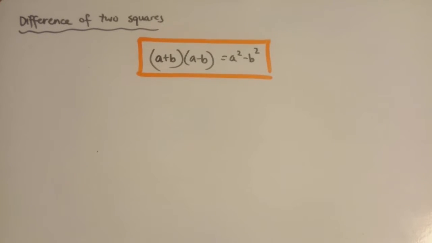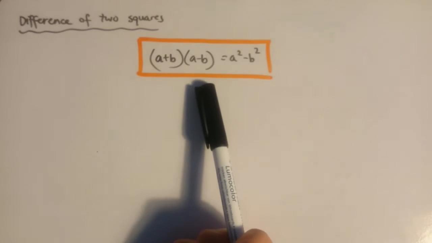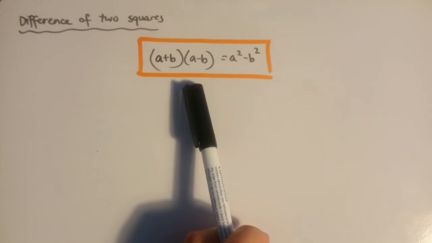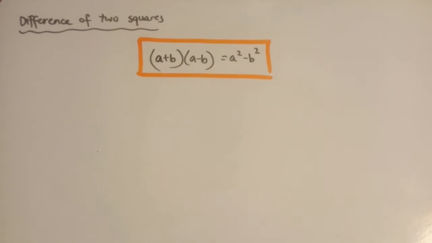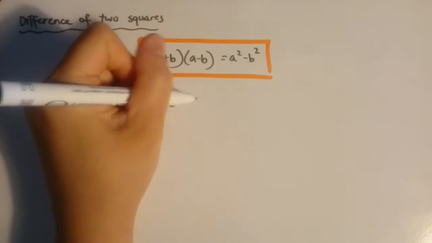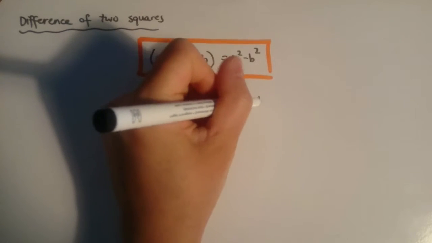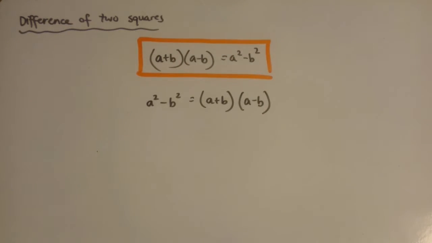Our next method is difference of two squares. We talked about this last lesson. You'll remember this identity: when we've got two brackets that are exactly the same except one's a plus and one's a minus, we can expand it out in this way. It's called difference of two squares. We can take this identity and reverse it if we want to factorize. Remember that expanding and factorizing are just opposites of each other. So if we flip it the other way around and we have a squared take b squared, we can factorize that to be a plus b in one bracket, a take b in the other bracket.